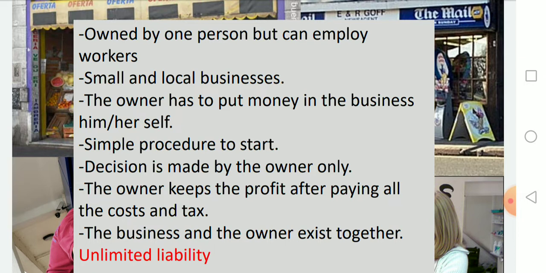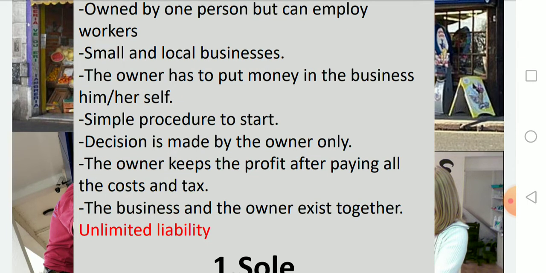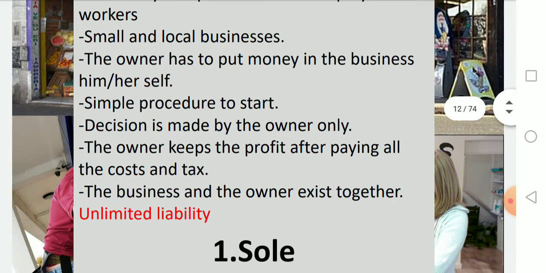Small and local businesses, of course, the kind of business is small and local, and especially in the beginning, the owner has to put money in the business himself or herself if they need money. Simple procedure to start. It's very easy to start a small business, as here with sole proprietorship. Decisions are made by the owner only. The owner keeps the profit after paying all the costs and tax.